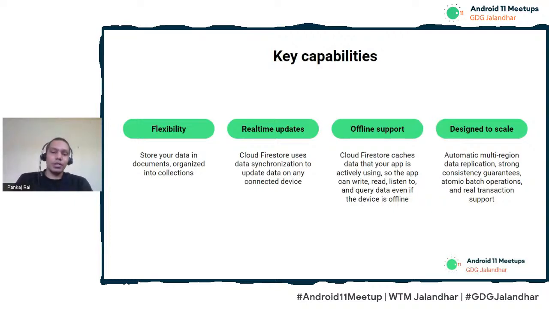With flexibility, what I mean is that if you have used the real time database of Firebase before, then you might know that the real time database is just a huge single JSON object. And if you want to add more content to it, you just increase the hierarchies. So it's good, it's very fast, but for a large scale application, it's not that flexible.